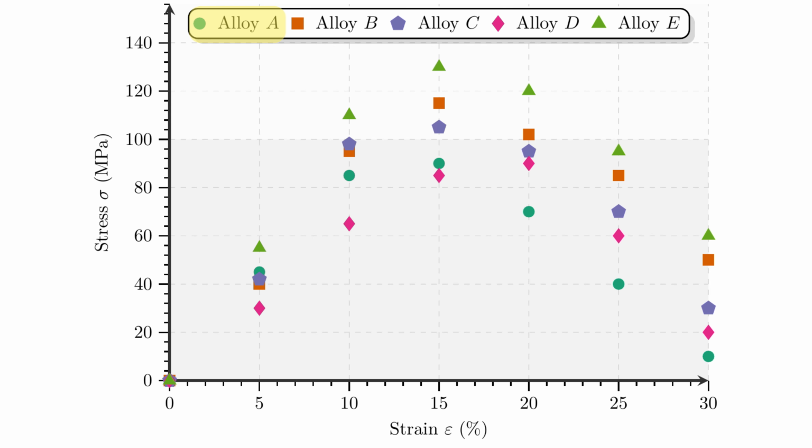The green alloy and the pink alloy do not exceed 100 megapascals. This is the impact of proper color selection. The data is the same, but the information you extract is completely different.